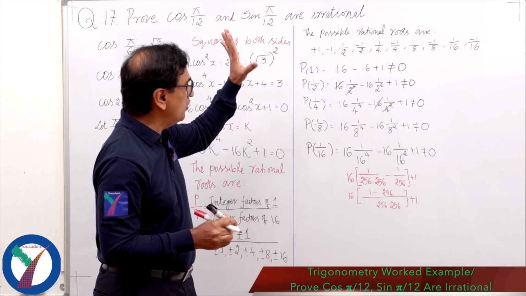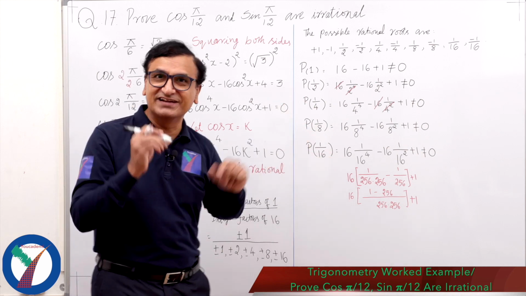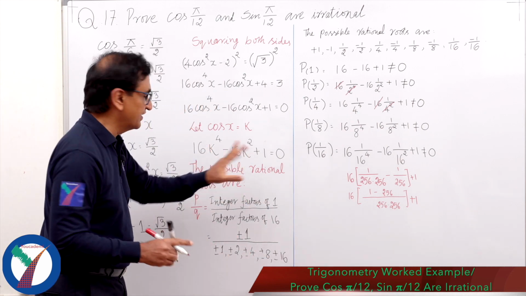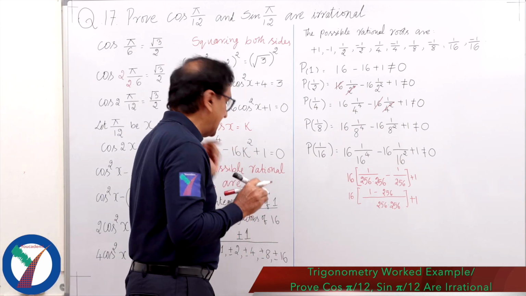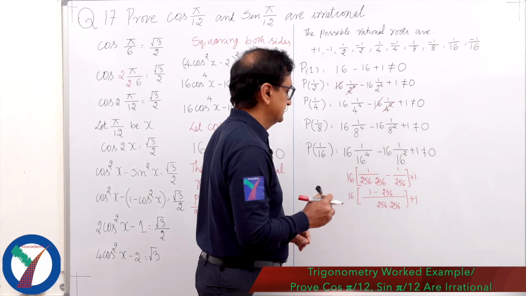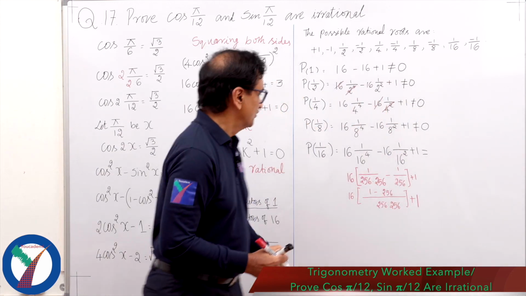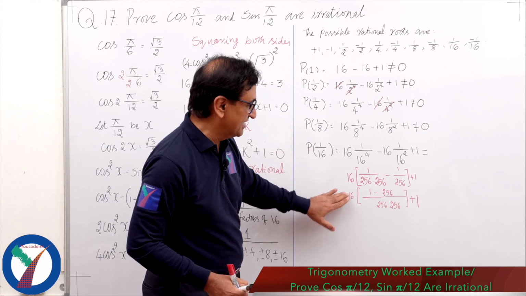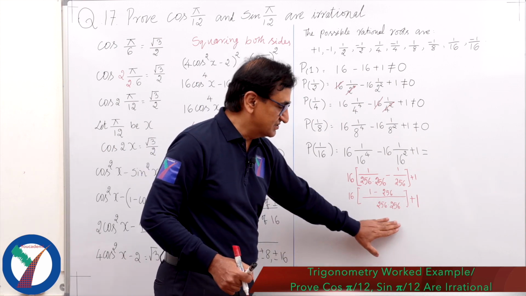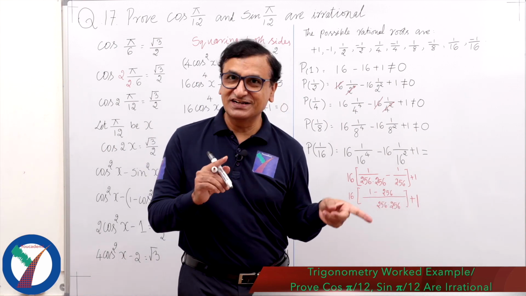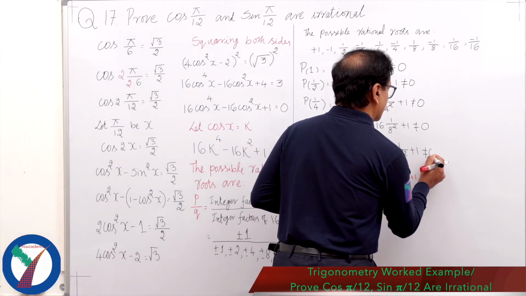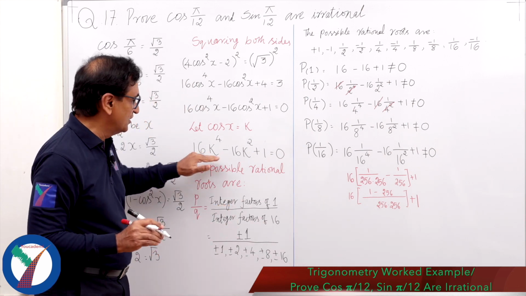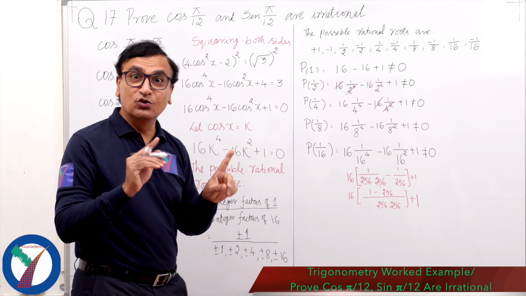Therefore, we have applied all the possible rational roots, including negative numbers, because if you apply negative numbers here, the result will be the same, because all these are even powers. Okay, so I have applied P of 1 over 16. What do I get? 16 multiplied by minus 255 divided by 16 to the power of 4, plus 1. This is definitely not equal to 0. Therefore, as per the rational root theorem, our polynomial 16k power 4 minus 16k square plus 1 has no rational roots.